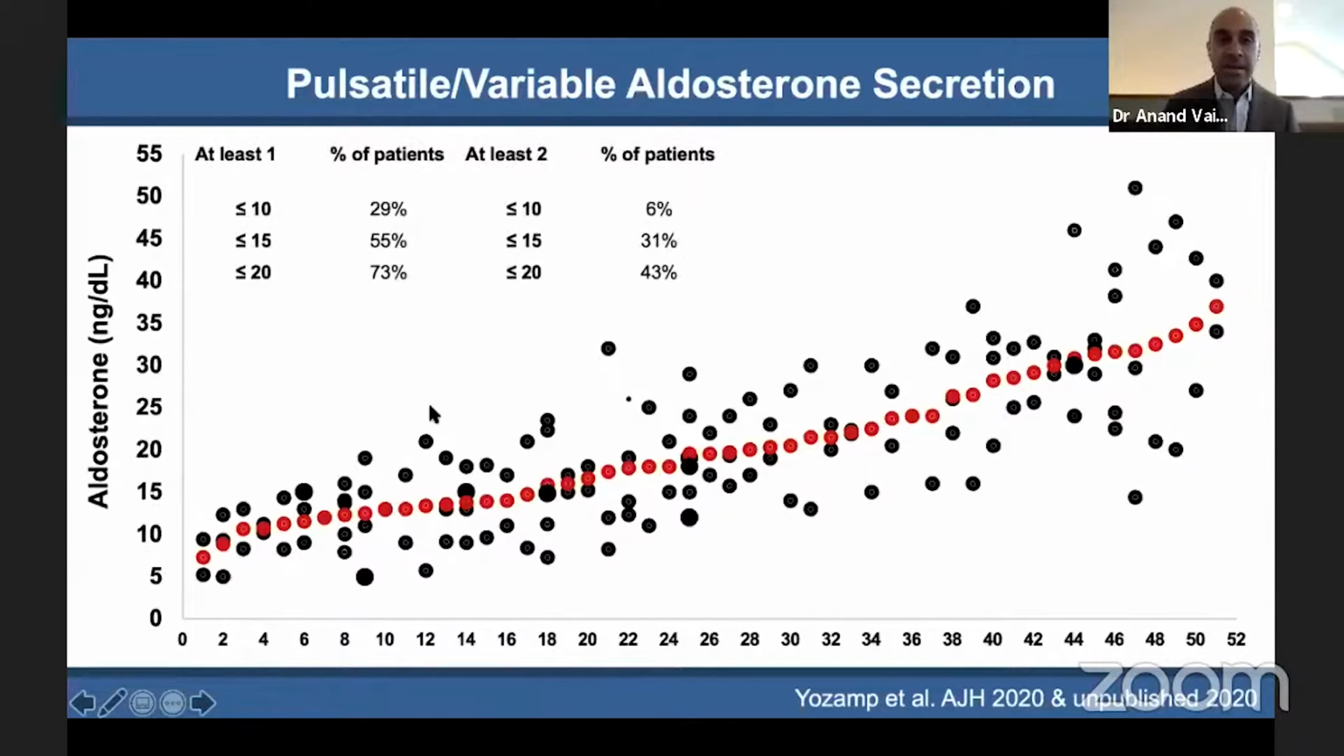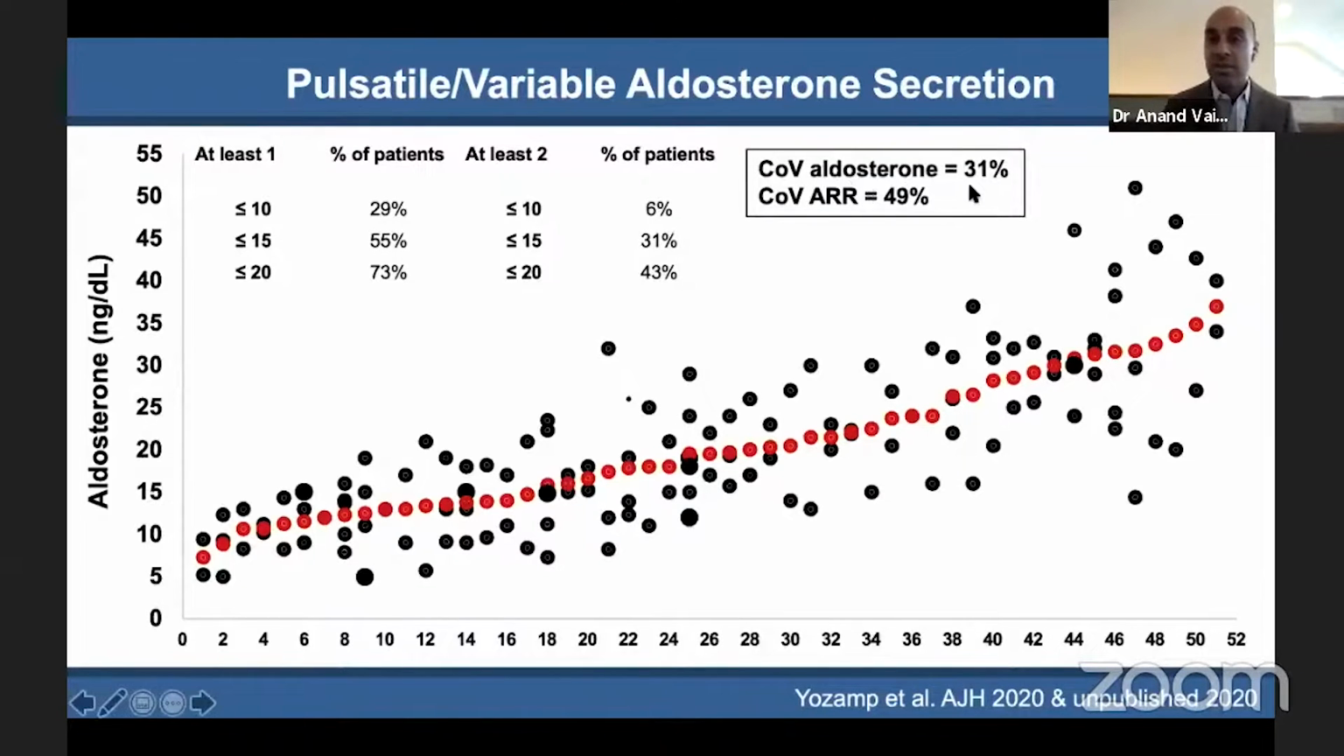In this series, 3/4 of the patients with confirmed primary aldosteronism had at least one aldosterone less than 20. More than half had at least one aldosterone value less than 15, and almost 1/3 had one aldosterone value less than 10. Okay, and that's because the coefficient of variance of aldosterone is about 30%, and for the aldosterone to renin ratio is even higher, almost 50%. What this means is on any given day, you might see a value that seems high, and you might see a value that seems low.